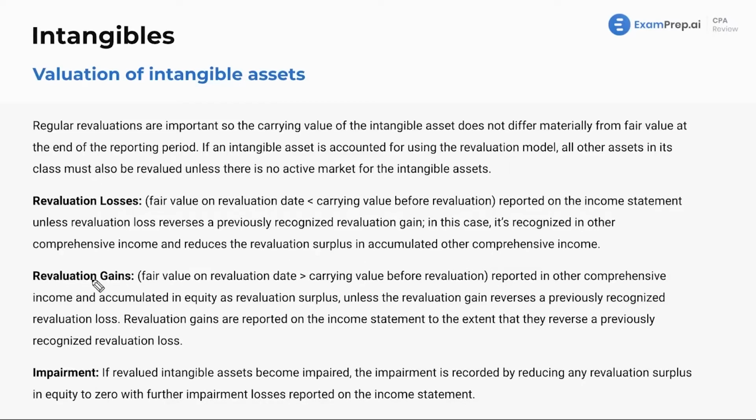Revaluation gains, how are we treating those? So this is when the fair value on the revaluation date is greater than the carrying value before revaluation. All right, that's reported in OCI and accumulated in equity as revaluation surplus, unless the revaluation gain reverses a previously recognized revaluation loss.